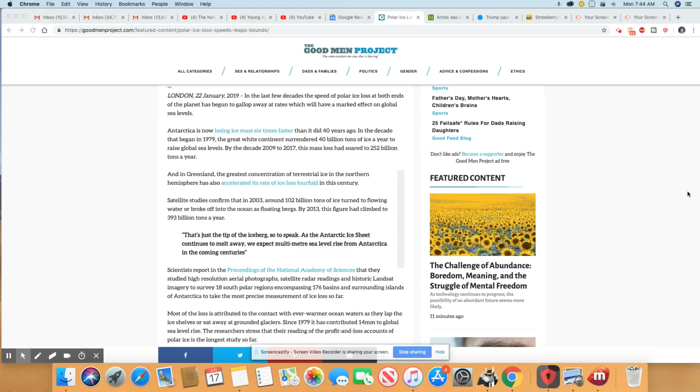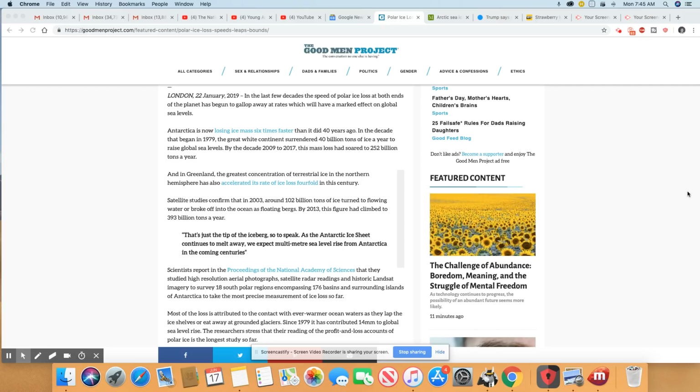That is just unbelievable. And in Greenland, the greatest concentration of terrestrial ice in the northern hemisphere has also accelerated its rate of ice loss fourfold in this century. They said if you went to Greenland 40 years ago and you go there today, you would see a dramatic difference because of all of the ice loss there.